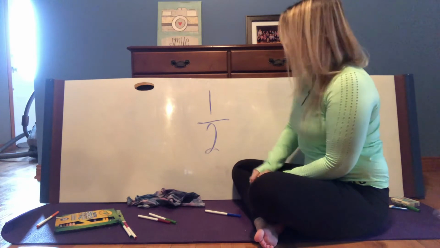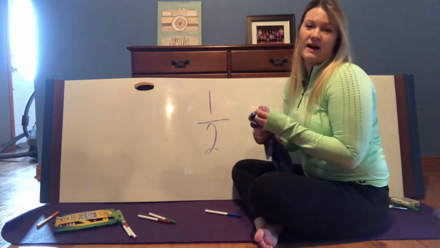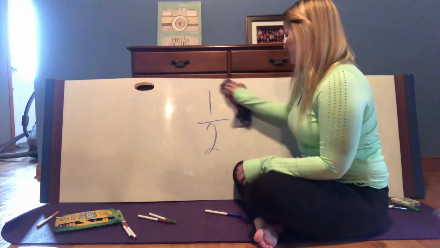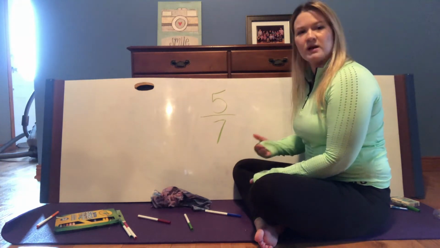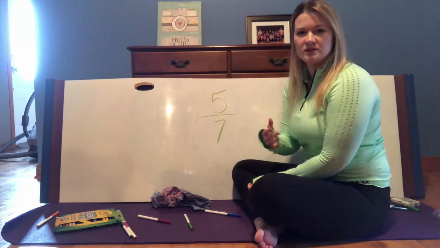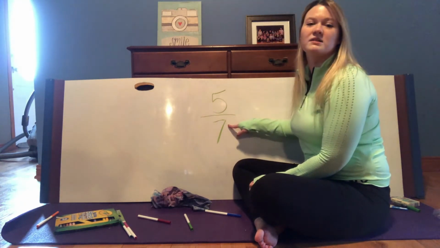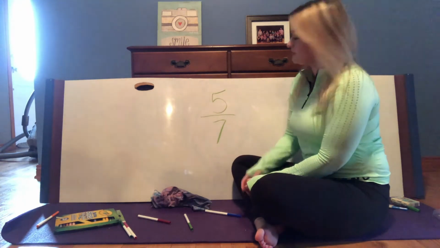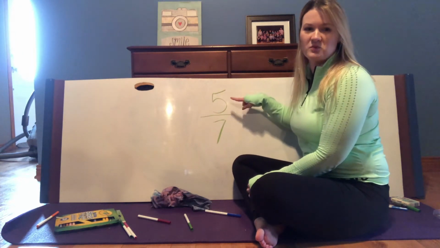This time I'm going to put a fraction on the board, and I'm going to ask you how many pieces something has been cut into and how many of them we have. So in this fraction, how many pieces have we cut our whole into? If you said 7, you're right. 7 is our denominator. So our object has been cut into 7 equal parts. How many pieces do we have? If you said 5, you're right. 5 is our numerator. That's how many pieces we have.